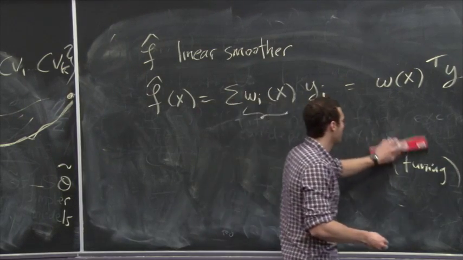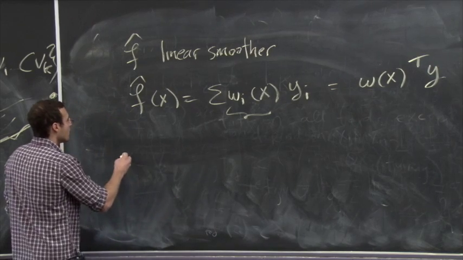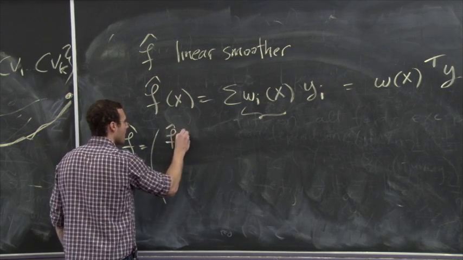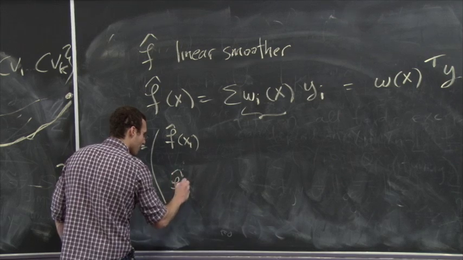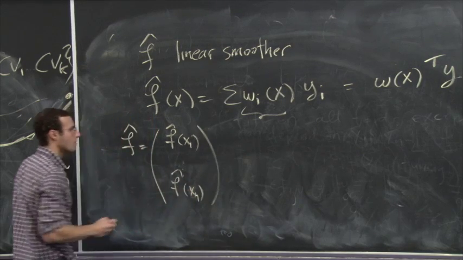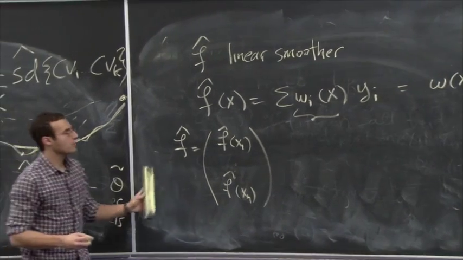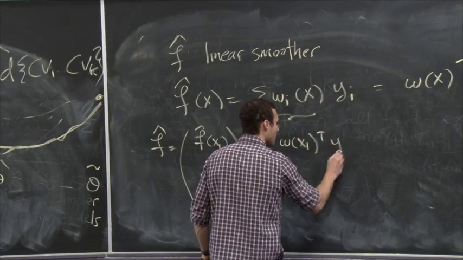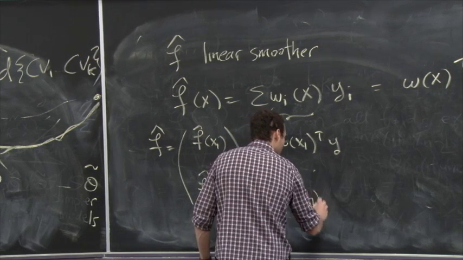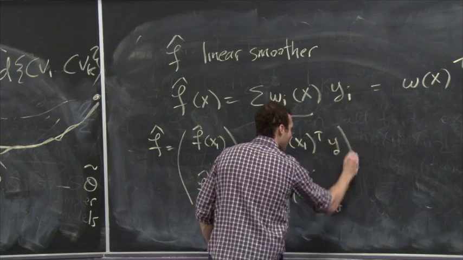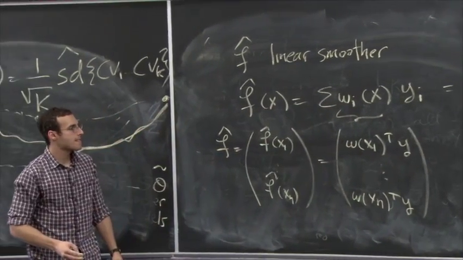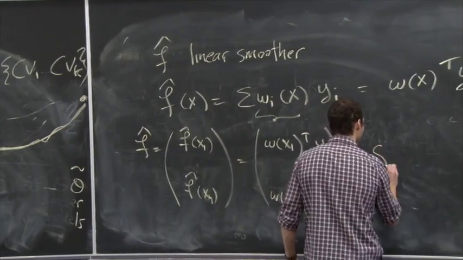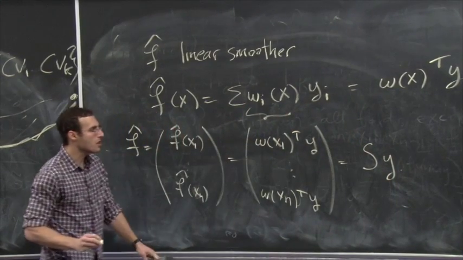Let's write the fitted values. So again, we'll use this notation f hat to mean the vector f hat of x1 through f hat of xn. For a linear smoother, we know that we can actually write this as just a bunch of linear combinations of y. This is w of x1 transpose y, all the way through w of xn transpose y. And so if I just collect these w vectors into the rows of a matrix, I can just write that as S times y for some smoothing matrix S.